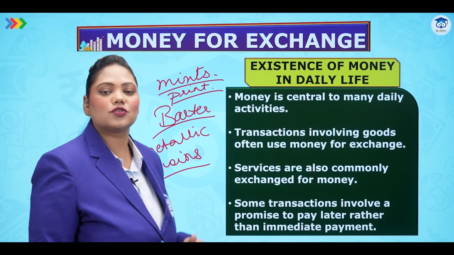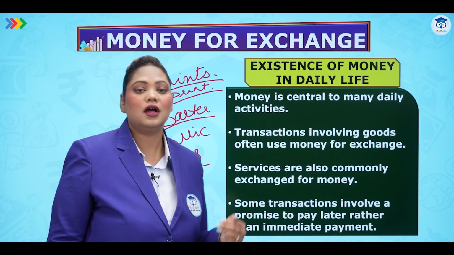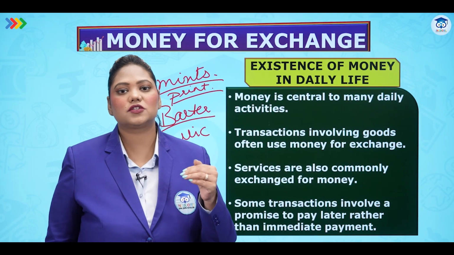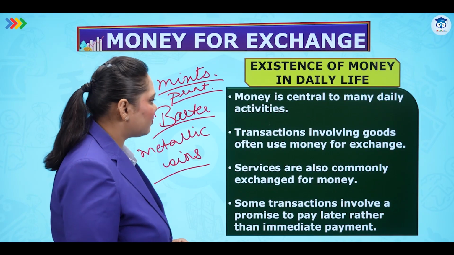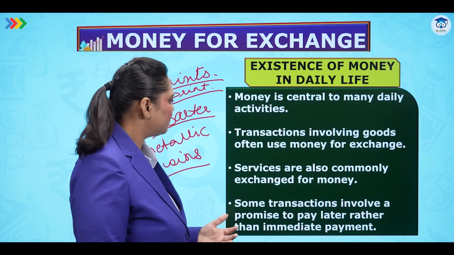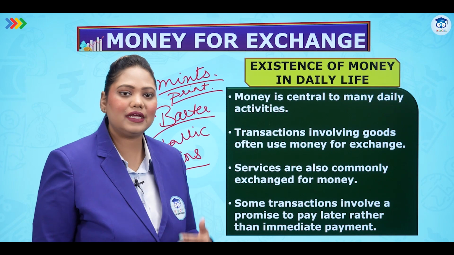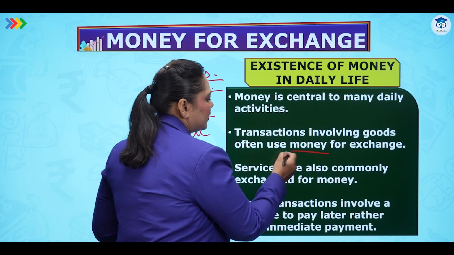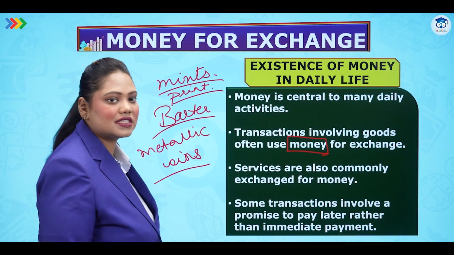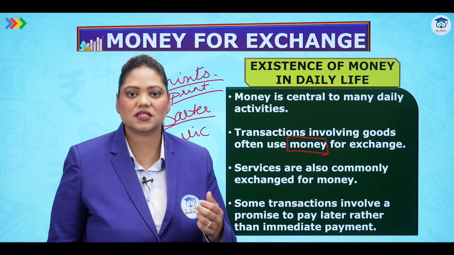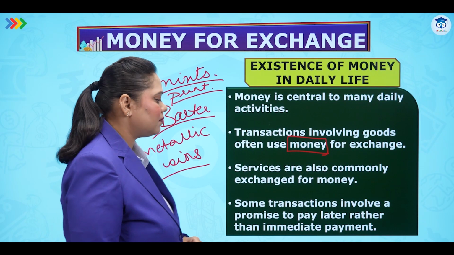Now, when we use notes in the legal tender in the market means to buy something. If I want to go to the shop and if I want to get one piece of chocolate, I will have to pay some amount of money. Money is a central activity in most of our daily chores. Transactions involving goods often use money for exchange. Today, the only kind of tender or legal exchange is money. Services are also commonly exchanged for money. Services like teaching services, banking services, and some transactions involve a promise to pay later rather than immediate payment.